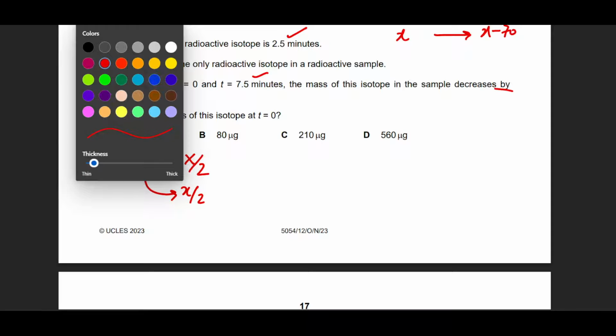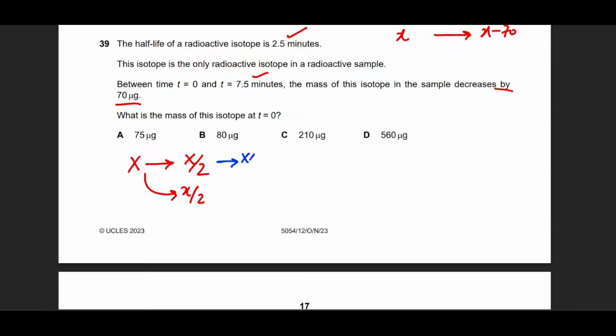Then the parent disintegrated further and became x by 4. Where is this x by 4 going? It's going to the daughter. This is the parent and this is the daughter.